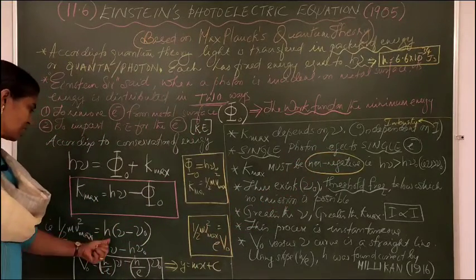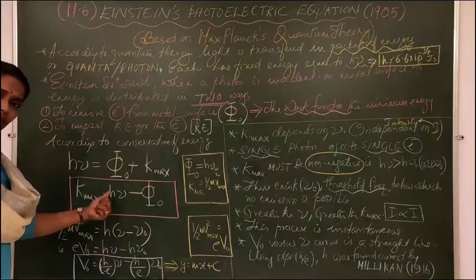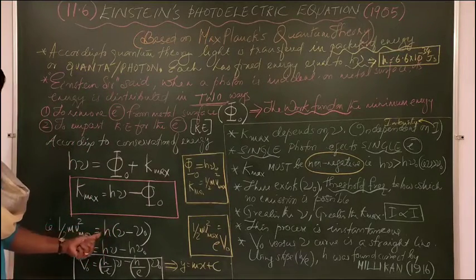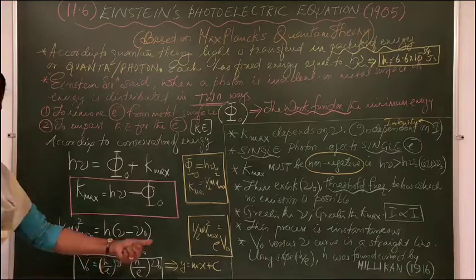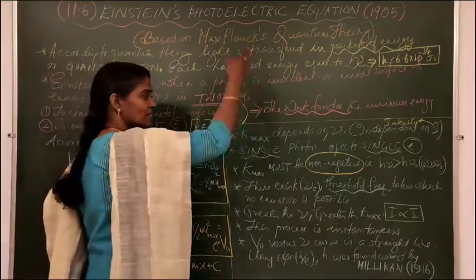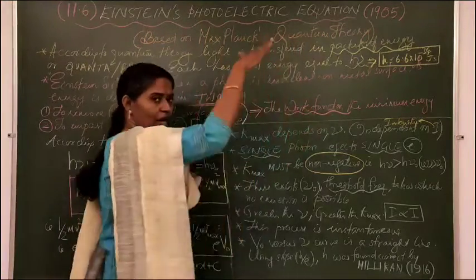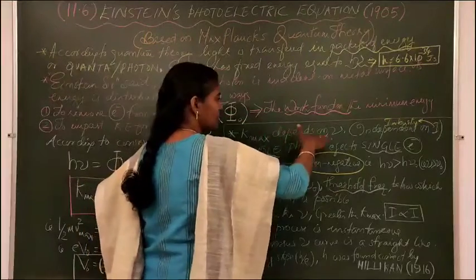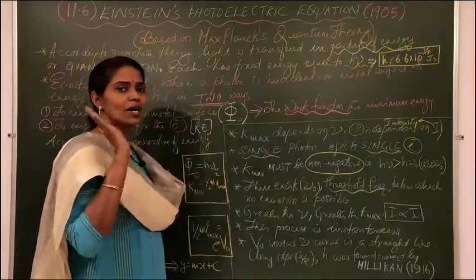Because this is the equation, same thing. h is a constant, it has a value. So if you remove the h, it becomes directly proportional. It means when K max goes up, frequency goes up. K max comes down, frequency comes down. So they have linear dependence. The one is proportional to the other.